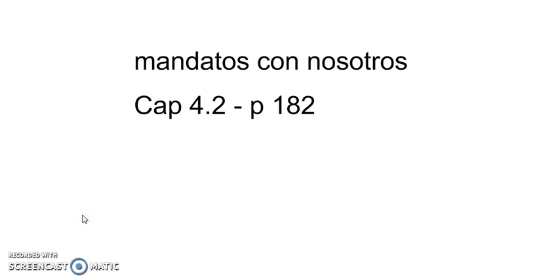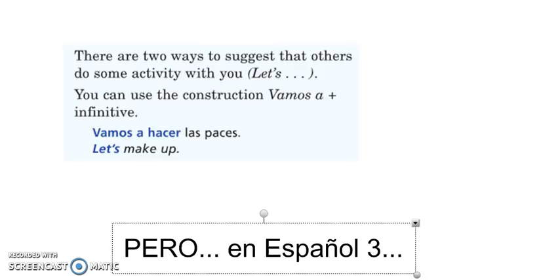Hola estudiantes, esta lección de gramática de capítulo 4.2 se llama Mandatos con nosotros y es de la página 182. Now, you've known since Spanish 1 that there are two ways, well, you've known at least one way to suggest that others do some activity with you, like saying let's go do blah blah blah. You can just use the construction vamos a and then the infinitive verb that you want to say let's go do whatever. Por ejemplo, vamos a hacer las paces. Let's make up. Pero en español 3, esto no es suficiente porque esto es muy español 1.